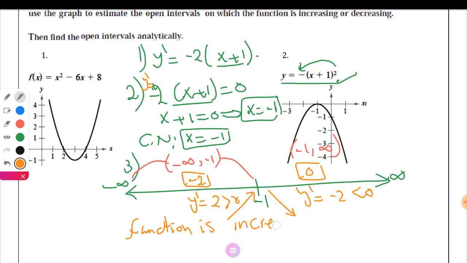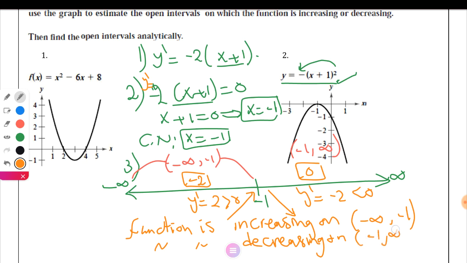Increasing on what? Which interval? The smallest value, then -1, okay? -infinity and -1. Function is decreasing on which interval? -1, infinity. I hope you understand well, okay? Clear?